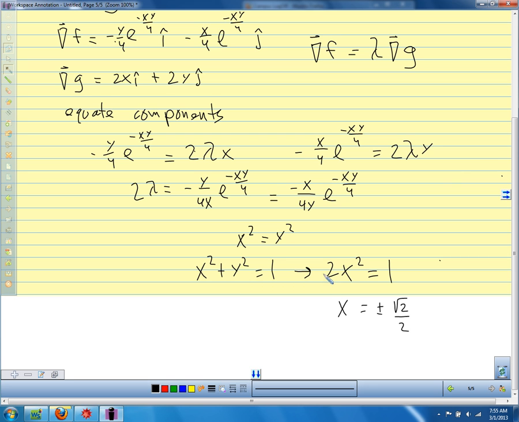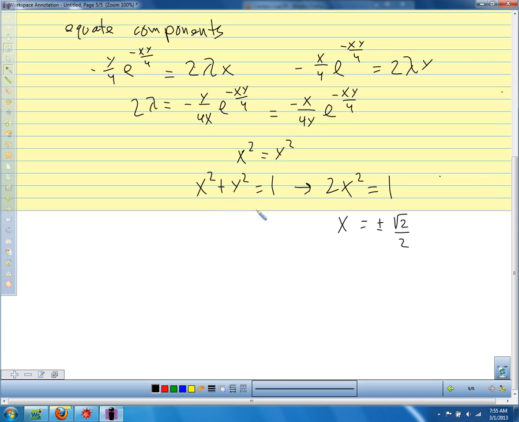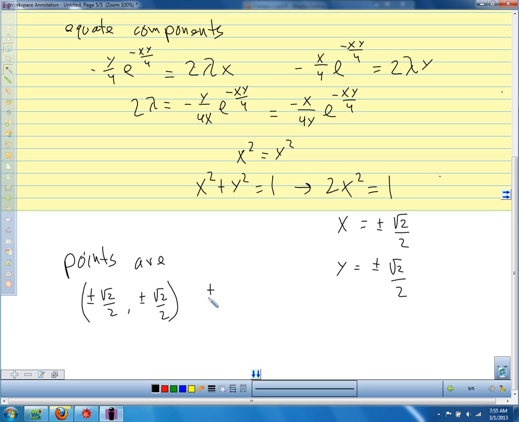And y squared is 1 minus x squared. So from this equation, y is also plus or minus square root of 2 over 2. So on the constraint, our extreme values are going to come from these four points. Our points are plus or minus square root of 2 over 2, comma, plus or minus square root of 2 over 2, and these have the same signs. For the other points, the signs are opposite. There are 4 points: plus, plus; minus, minus; plus, minus; and minus, plus.